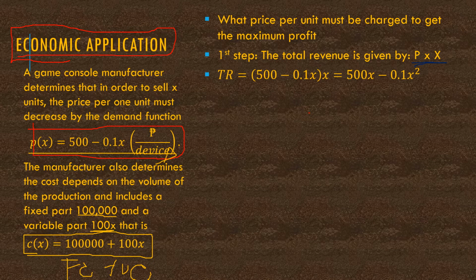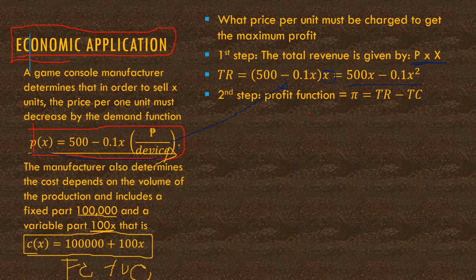Now, total revenue is the price. Ano yung price? This one is the price here. We have the price here, so you have to put it there. Okay, times the x, which is this one. So by means of that, we have the total revenue already, which is considered to be 500x minus 0.1x squared.